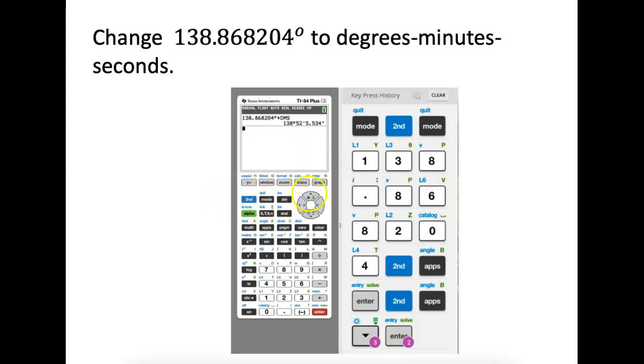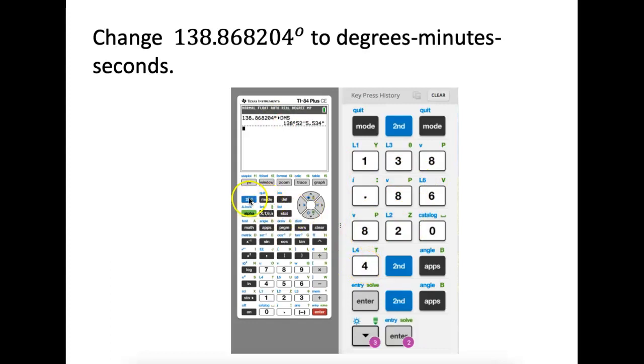So I would press the mode key, this key right here. I'd press that and see that degree is highlighted, not radian, but degree. Once I do that, then I would quit that screen and I'd go back and type in my decimal number. And these are the keys that I pressed to get to that point.